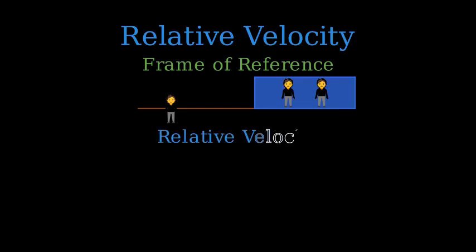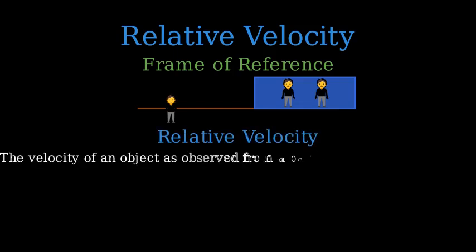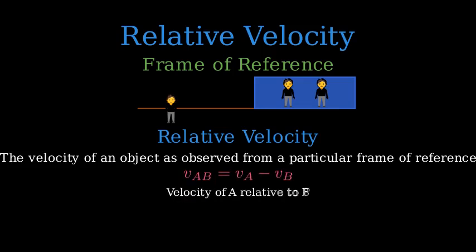Now, let's define relative velocity. Relative velocity is the velocity of an object as observed from a particular frame of reference. Mathematically, if VAB represents the velocity of object A relative to object B, then VAB equals VA minus VB.